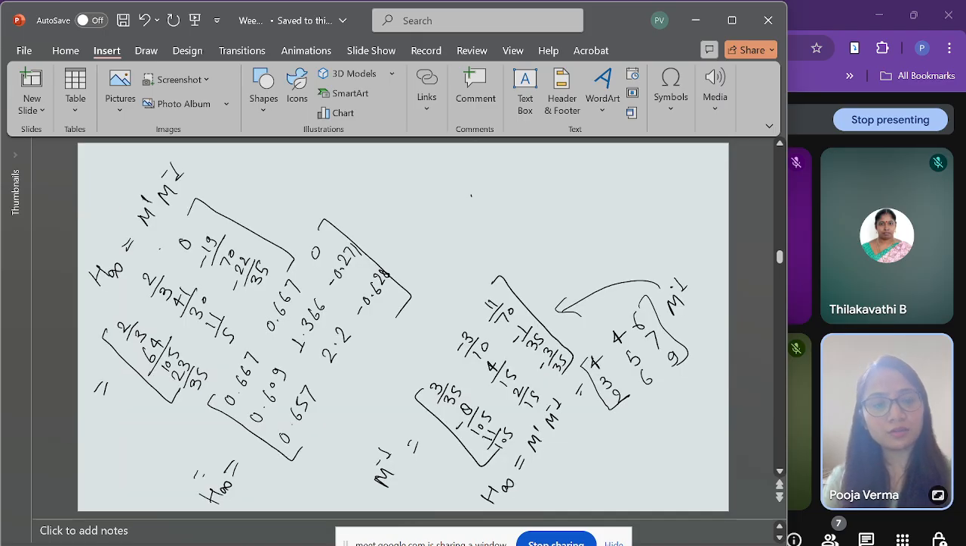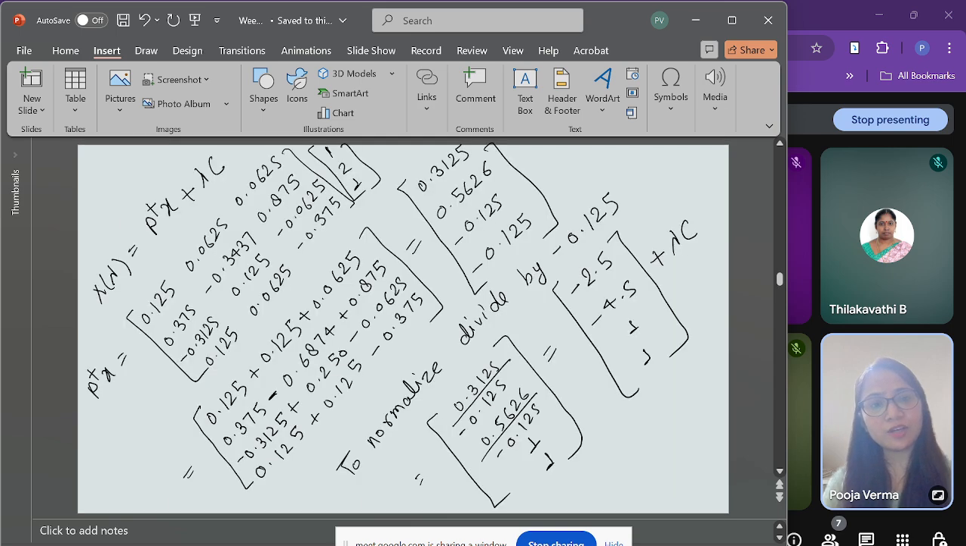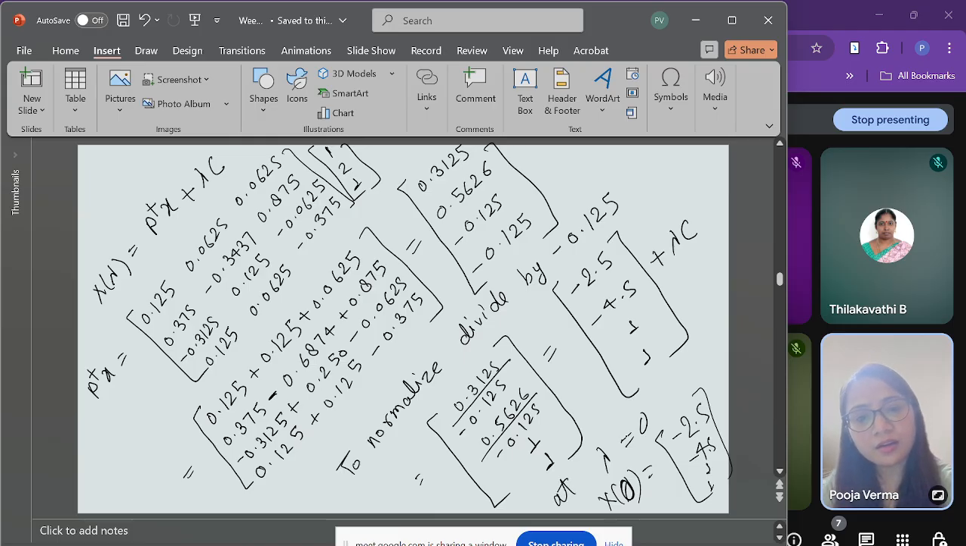So if you put lambda equal to 0 in this question, what have you got? So x lambda, you can say x0, you will get this matrix only: minus 2.5, minus 4.5, 1, 1, right? Okay, so you have got this one at lambda equal to 0. Now if you are putting lambda equal to infinite, what will you get?